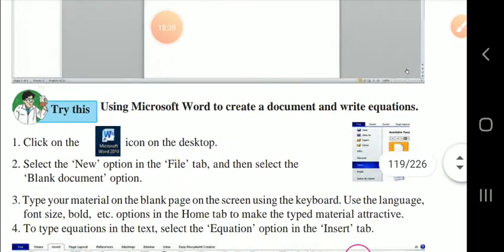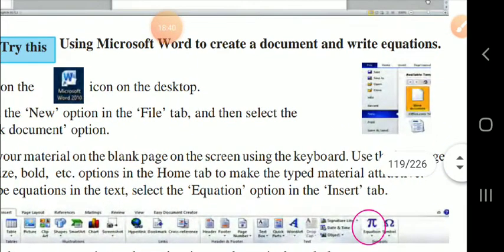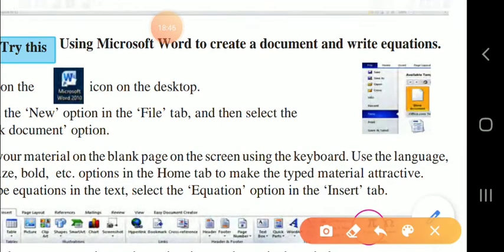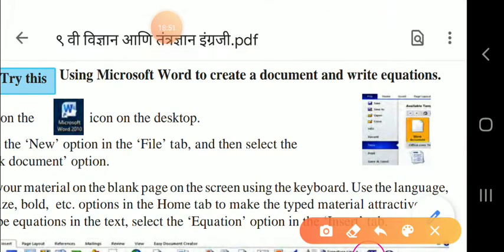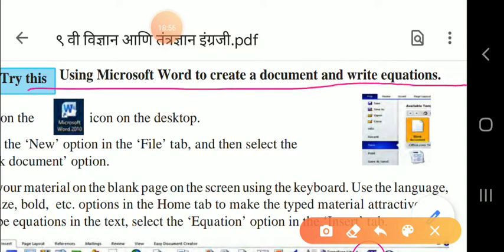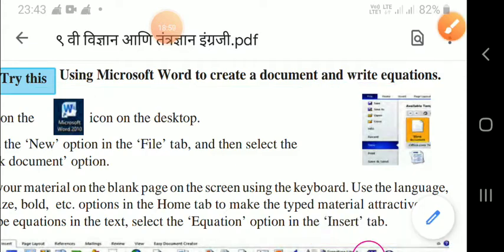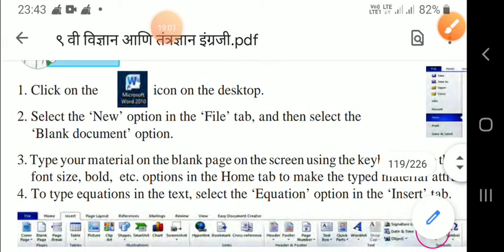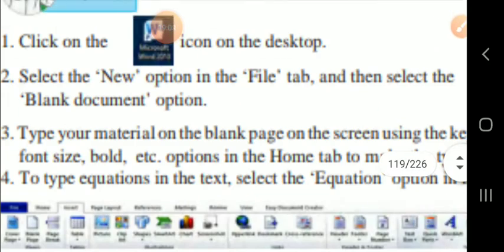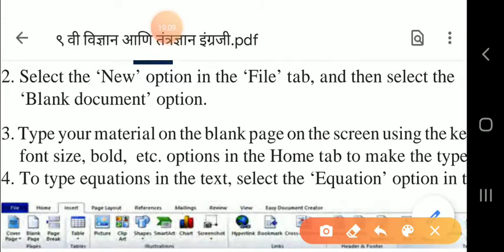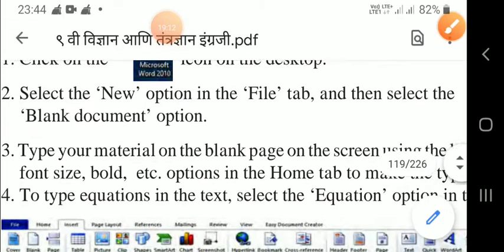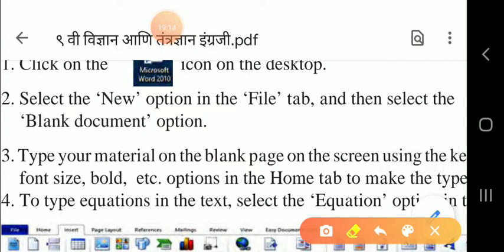Now we'll come to the next topic, using Microsoft Word to create a document and write equations. This is the next topic we are going to study. For that, what process do we have to follow? First of all, we have to click on the Word icon on the desktop. This is the first step.